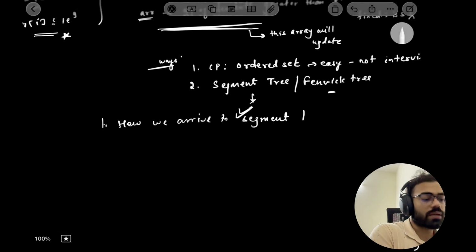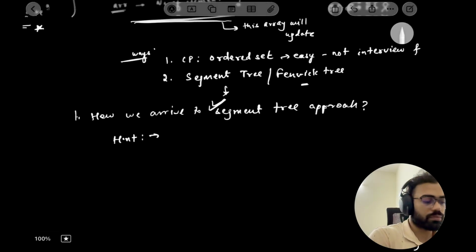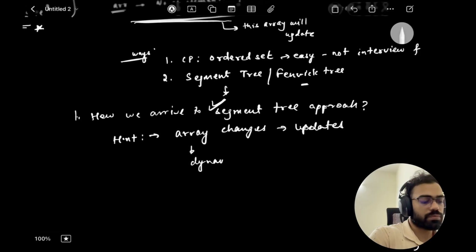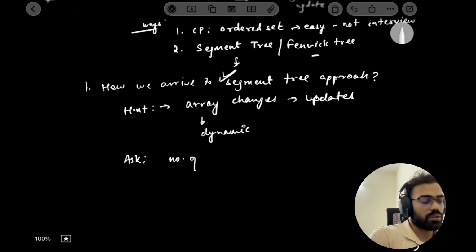मतलब कैसे पता चला कि हमें segment tree लगाना है? कैसे? Hint, पहला hint क्या था? Array changes. That means updates. Array changes means dynamic. Now, the ask is what? Number of elements greater than x.